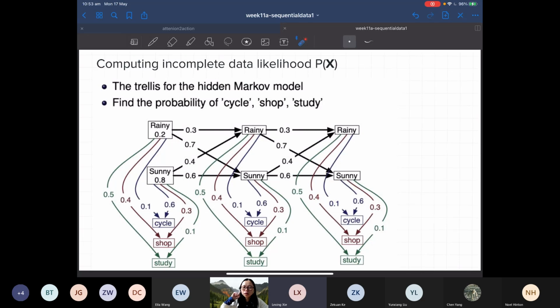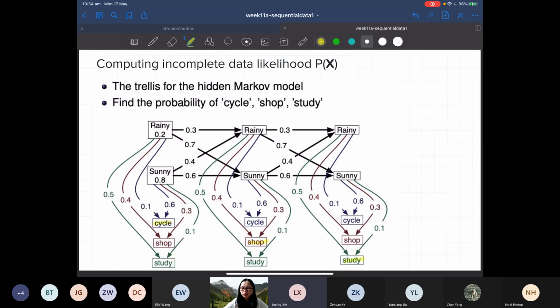We begin with 1/5 chance of rainy, 4/5 of sunny, and then we make transitions according to the transition matrix. And then at each stage, we write out the probability of cycle, shop, and study on the edges. You can see that these probabilities don't change over time, right? The emission probabilities are stationary as well. So if Peter says that his activities were cycle, shop, and study, you wonder, how do we compute this? The two questions on the last page.